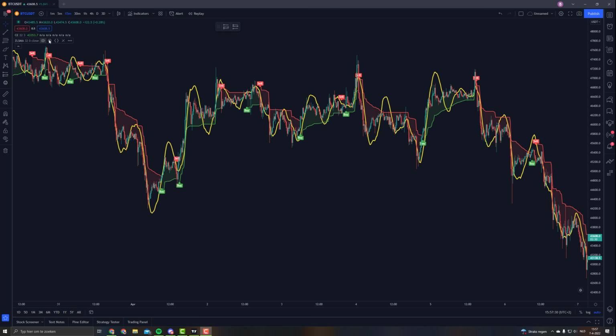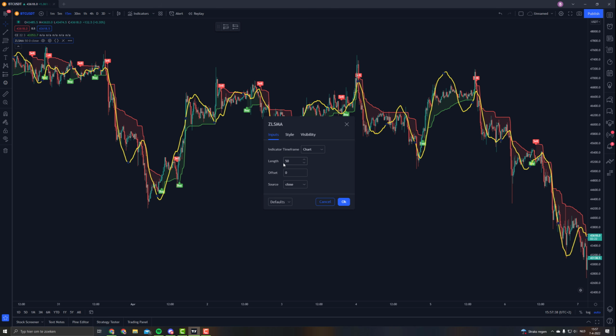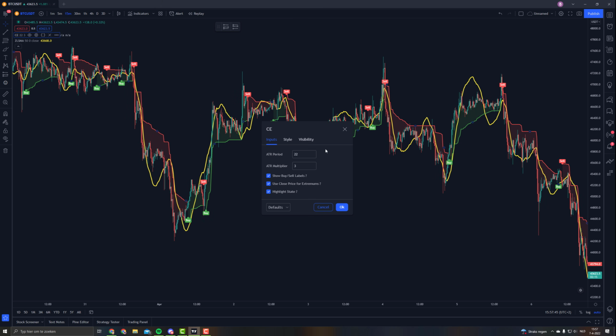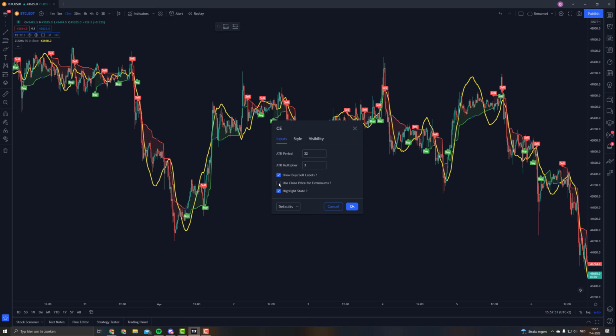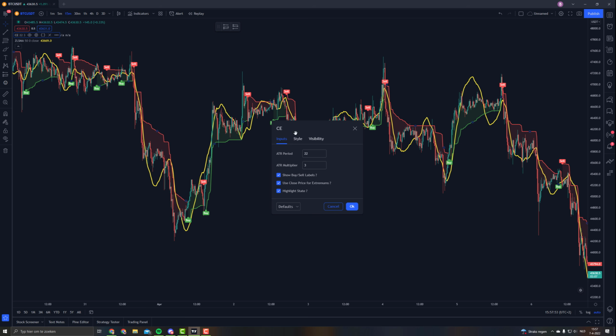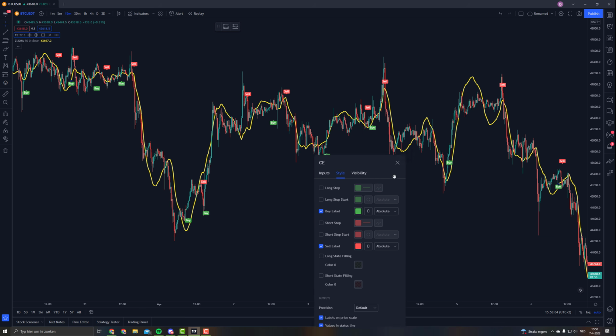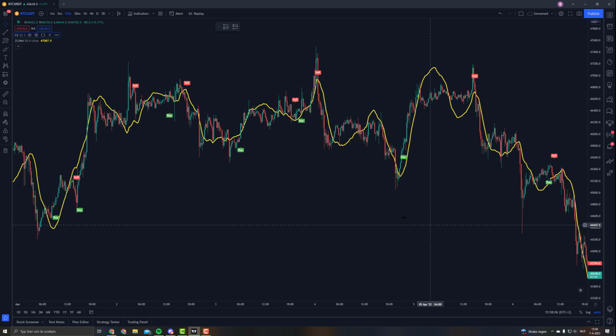Let's start with the zero lag moving average. We'll put that to 50. It's just a moving average. We just want it to be 50, 100 or 200. But for this strategy we're going to use 50. And for the Chandelier exit, we're gonna keep this. You could turn off this to backtest it for yourself, but I would like to keep it on this time. And we can just actually disable everything except for a buy and sell label. Like this. So this is what you have to add.